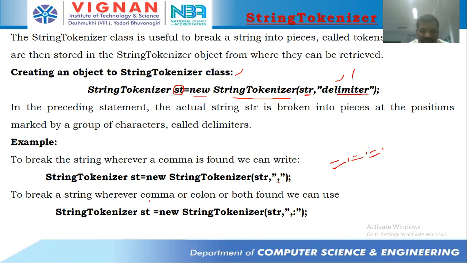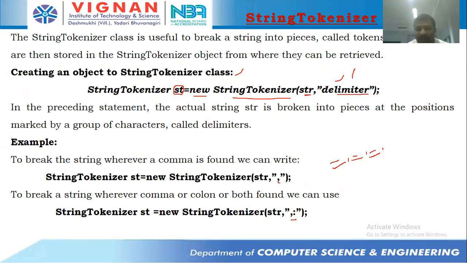Next, to break a string wherever a comma or a colon or both are found, we can use this. That means if you want to say that either a comma appears or a colon appears, we need to break that particular string. Then we can take two symbols within the double quotes, comma and then colon. So wherever a comma or colon appears, we can break that particular string into a set of pieces.